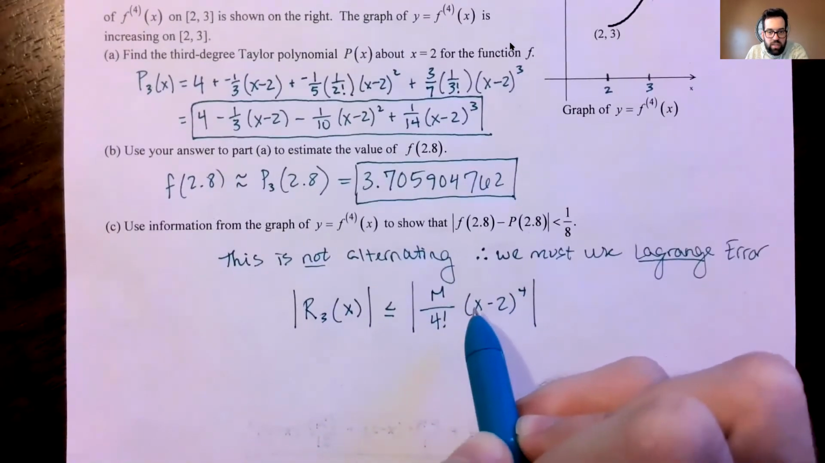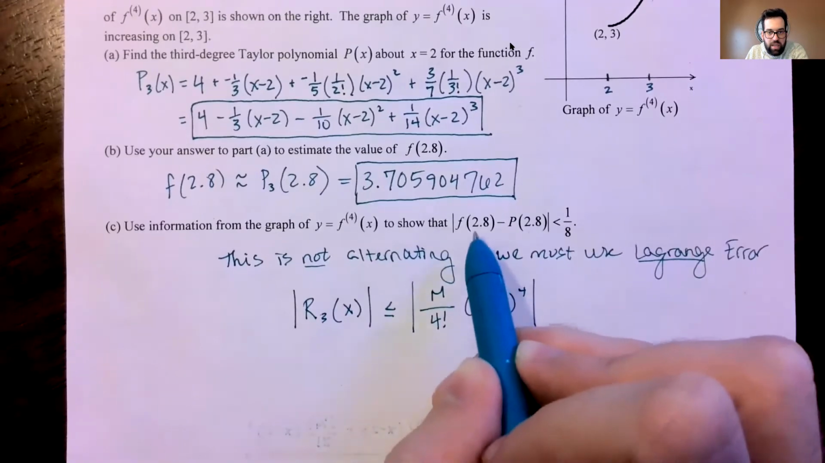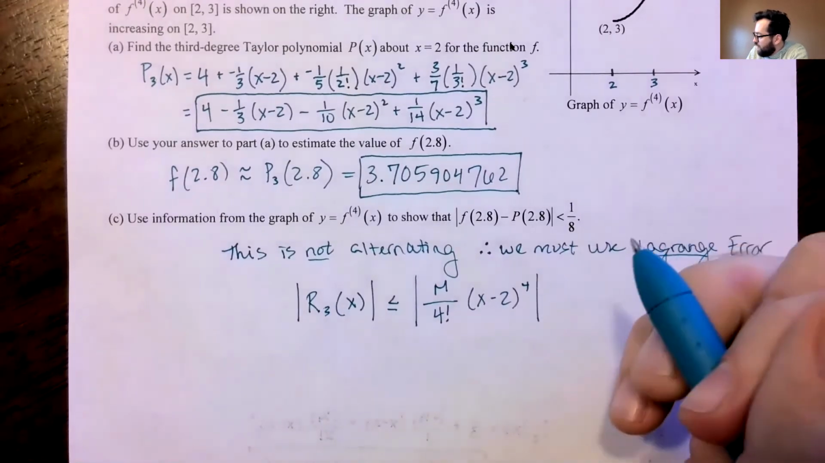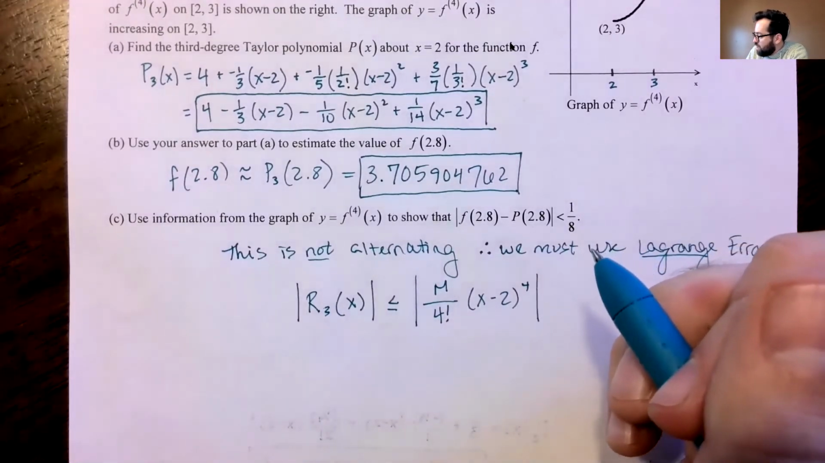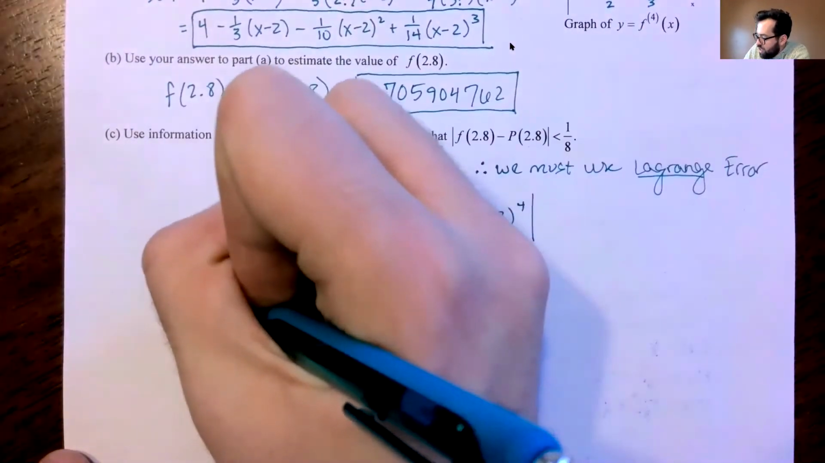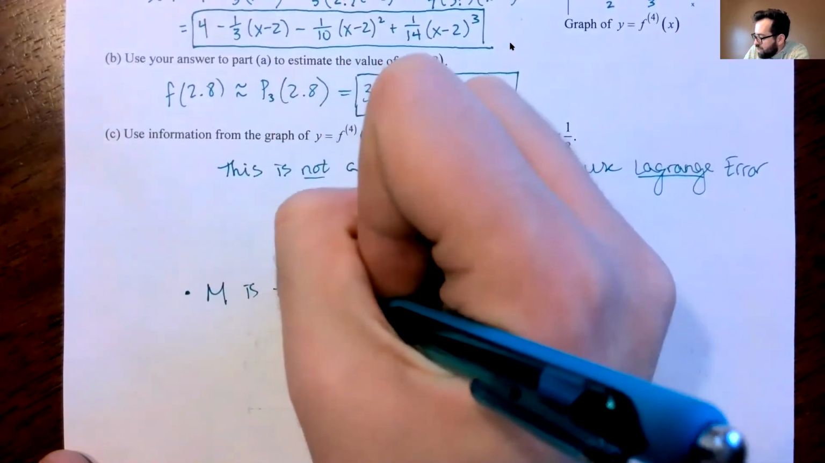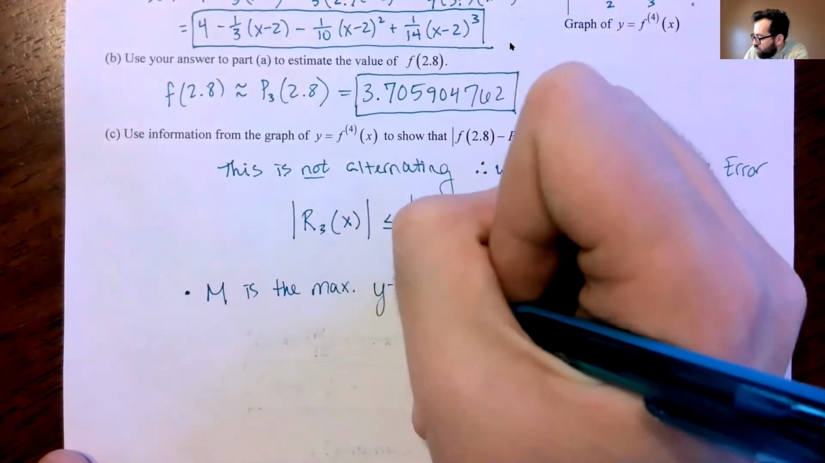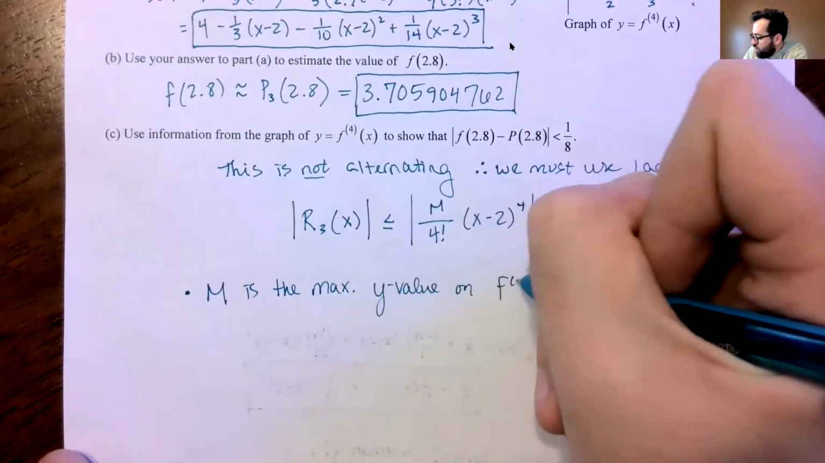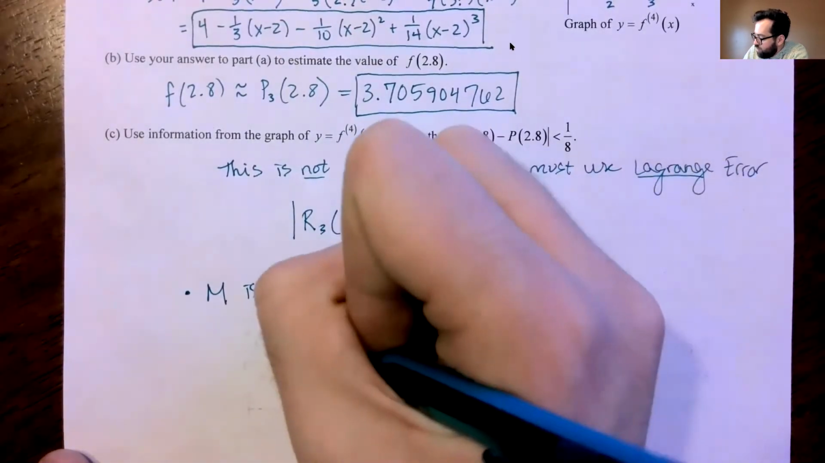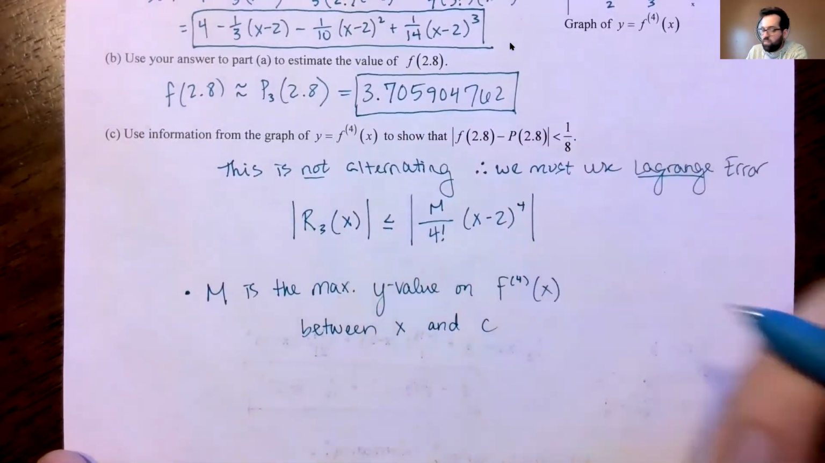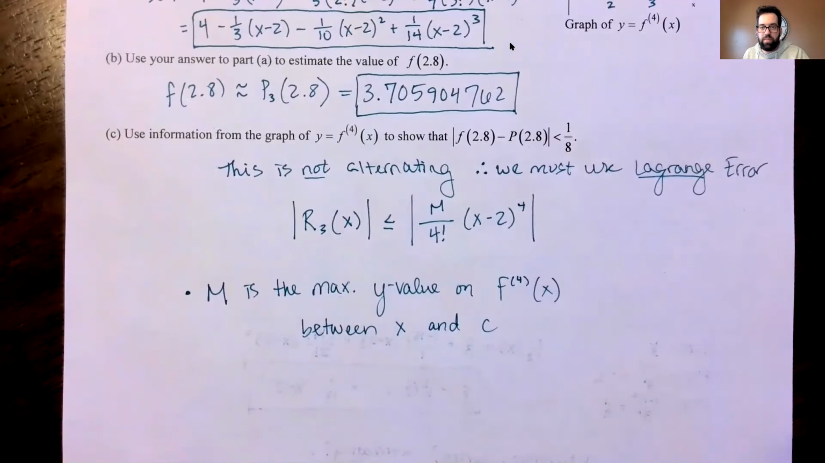So whatever term we stopped at, we always add 1 for the factorial and for the power over here. C is still where we're centered. We're going to be plugging in something for x. I can see already it's going to be 2.8. So we need to know what M is. And so let's try that out. I'm going to write this out in words to see if this helps. M is the maximum y value on the 4th derivative of f between x and c. That's the definition of capital M.